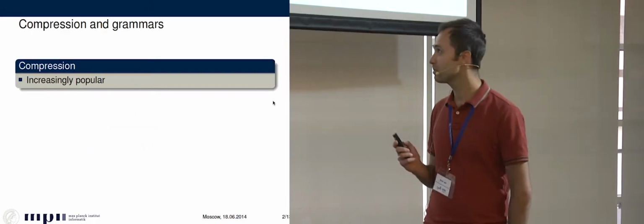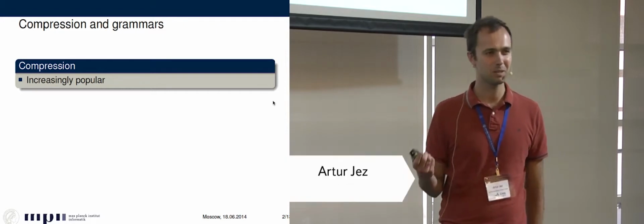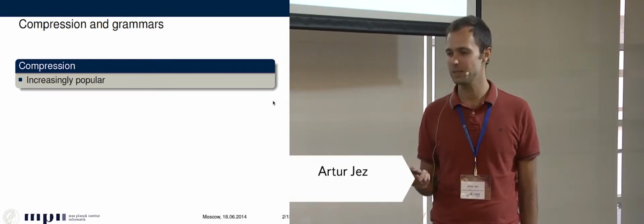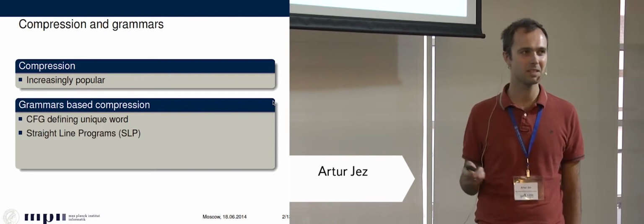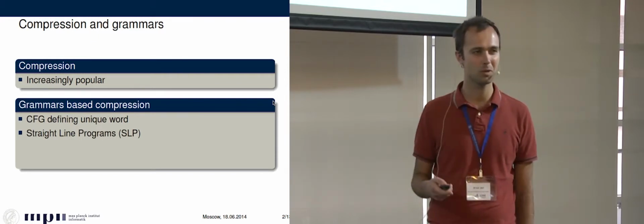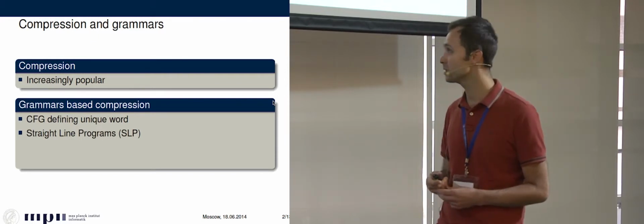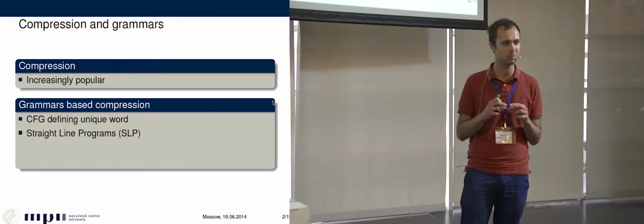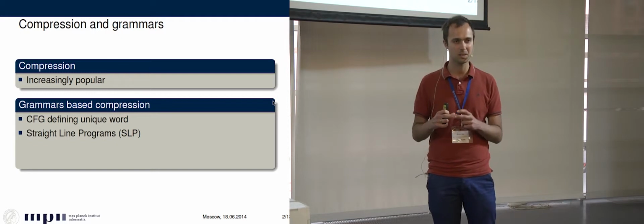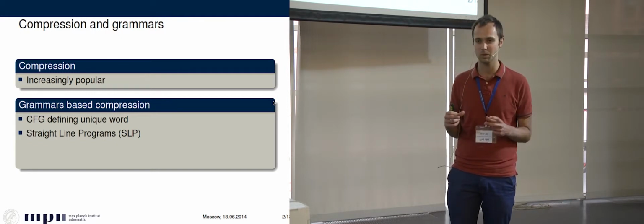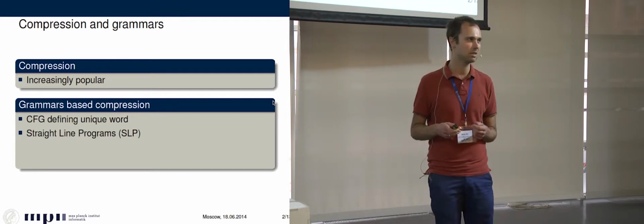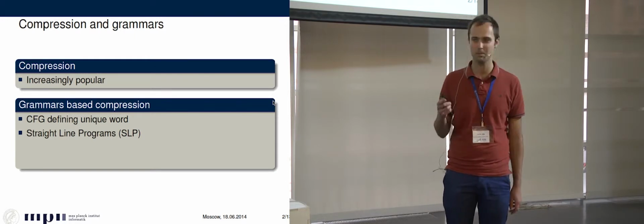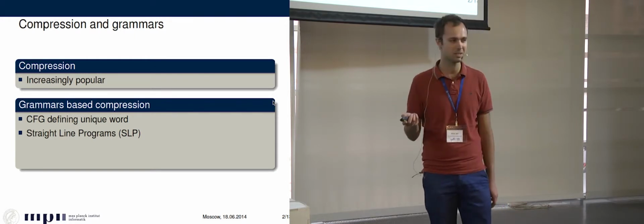Okay, so as you all probably know, compression is becoming increasingly popular nowadays, and there are several compression standards, and many of them have some stringological feel to them. But today I'm going to talk about grammar-based compression, which means that your word is going to be represented just as a context-free grammar which generates exactly one word, which is called a straight-line program, or SLP, for some historical reasons that I do not really understand.